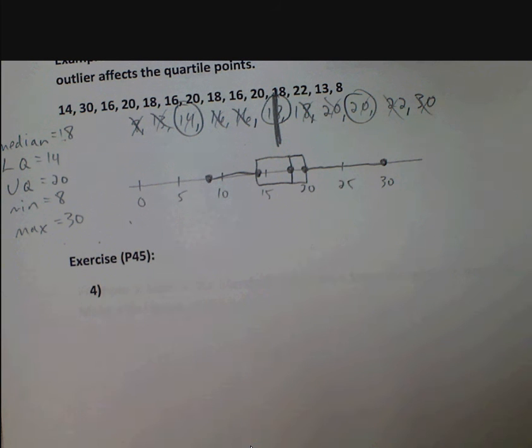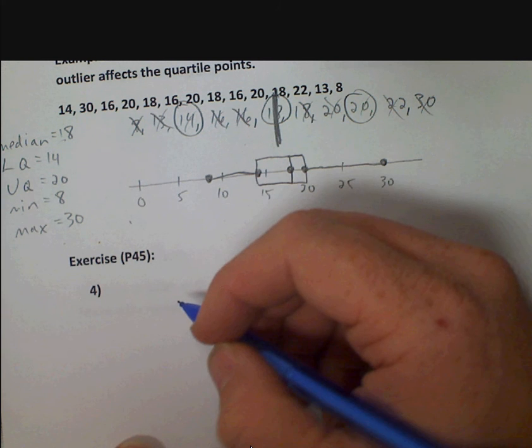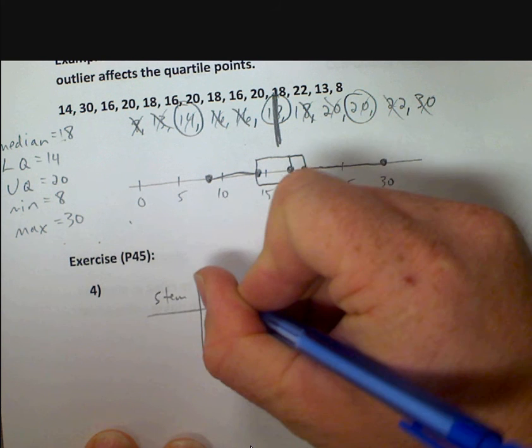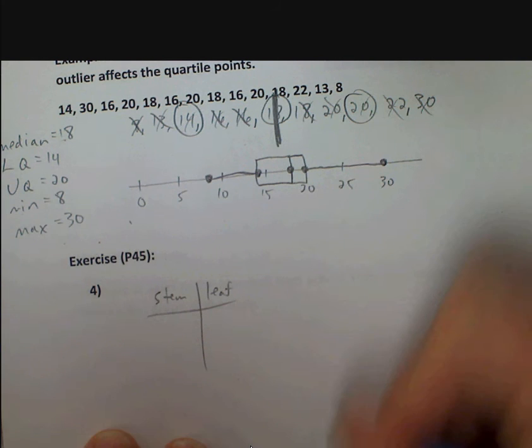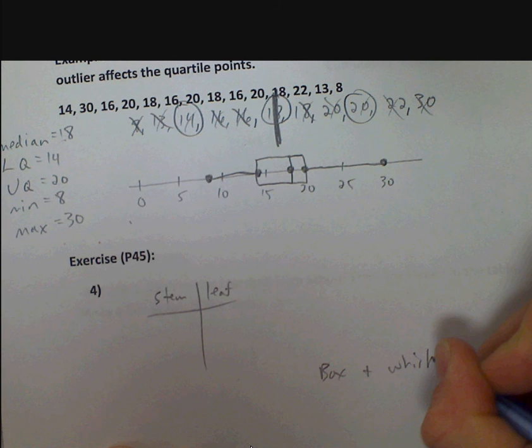So here's what you should have got. It says use each set of data to make a stem and leaf and box and whisker. Describe how the outliers affect the quartile points. Do not worry about the quartiles just yet. We will focus on that a little bit later. But I do want to focus on a stem and leaf and a box and whisker. So let's create our stem and leaf, and down here we'll do a box and whisker.